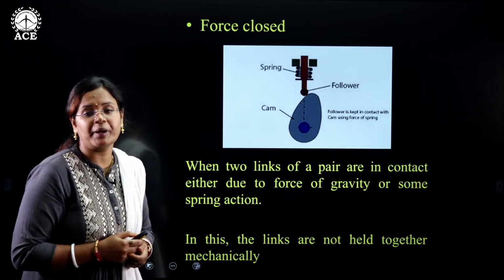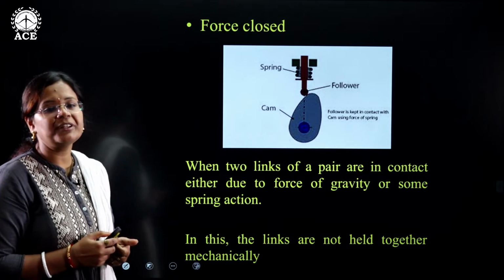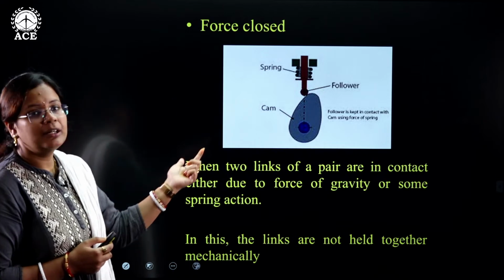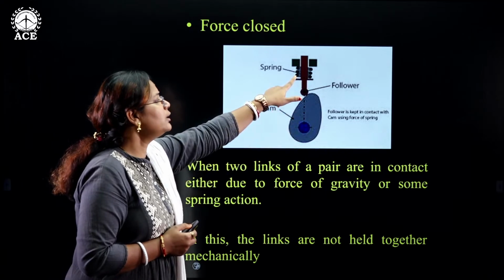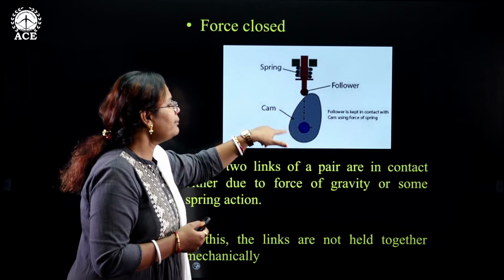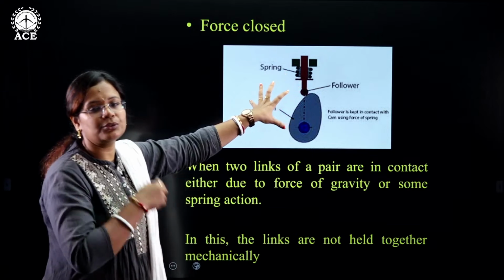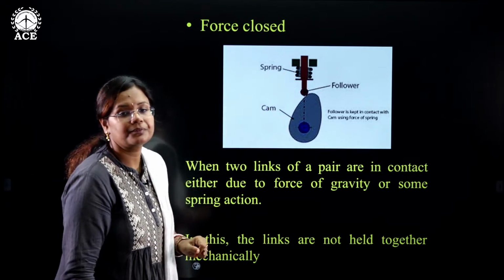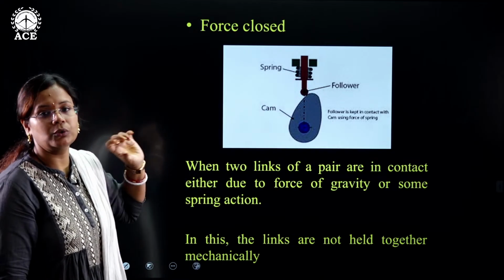Now, force-closed pairs. Here there is a beautiful example of cam and a follower. Let me tell you briefly what a cam and a follower is. Cam is an element which is rotating with this kind of profile, and the follower, as the name suggests, follows the cam profile. The cam is rotating, the follower is reciprocating. This kind of arrangement is also found in automobiles. Here you can see an element called spring. The function of this spring is to hold the follower.